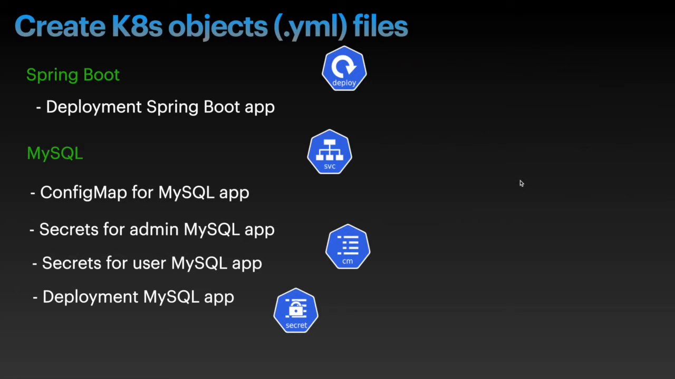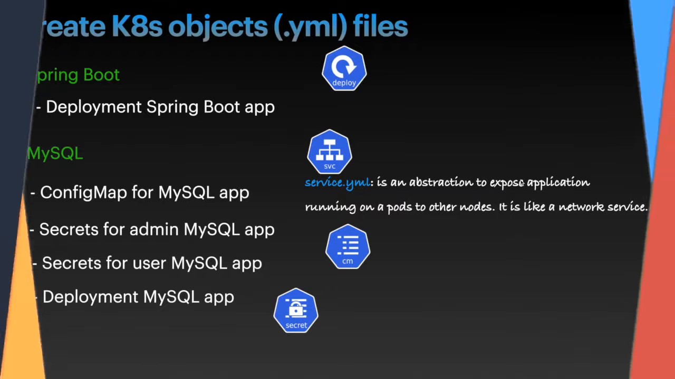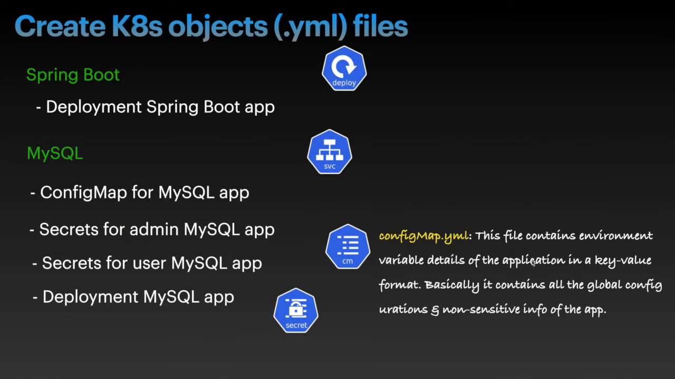Next, the service. Service is nothing but an abstraction to an application. In simple terms, if you don't define a service object for your application in Kubernetes, you cannot access it from outside. So basically it exposes your application to the outer world. And ConfigMap. ConfigMap contains the environment details, non-sensitive information like the database name and the host name where this database is running, for example. So it basically contains non-sensitive information.